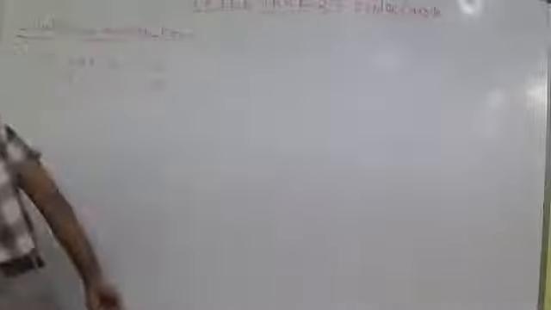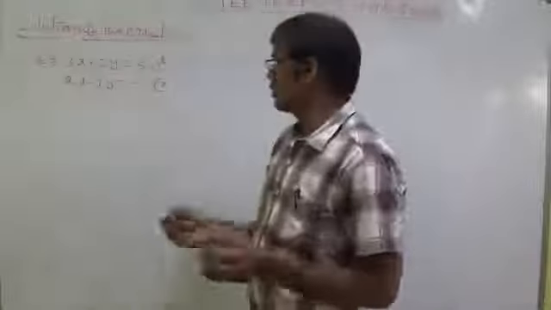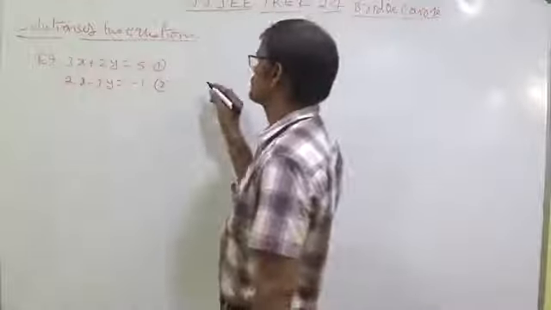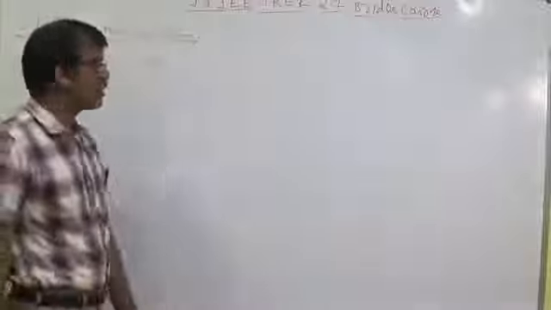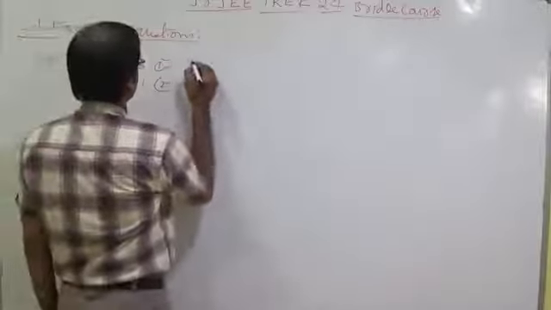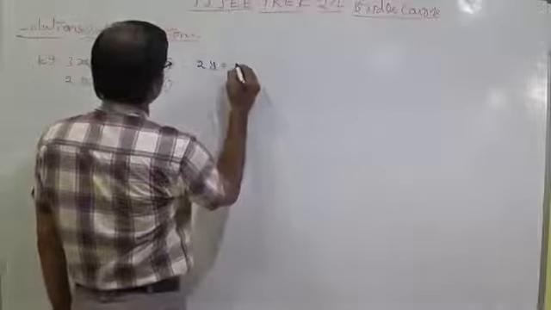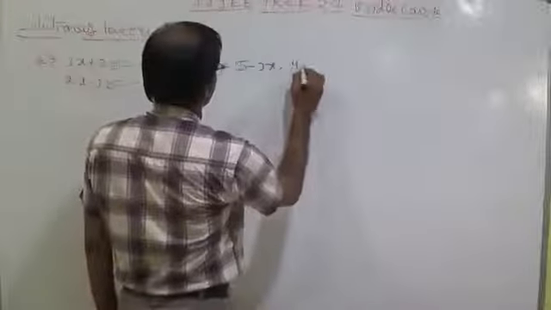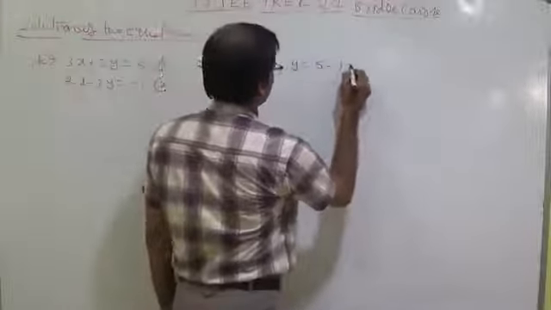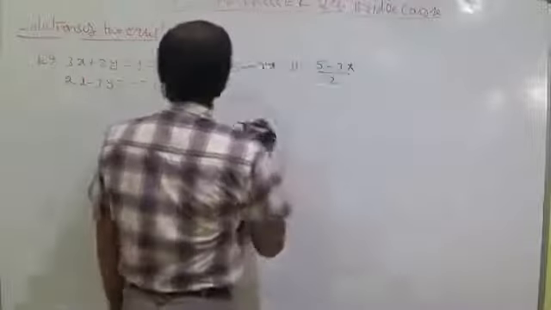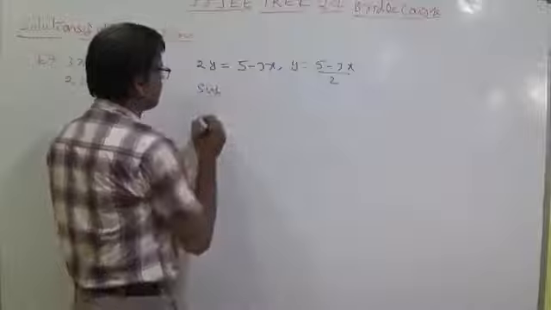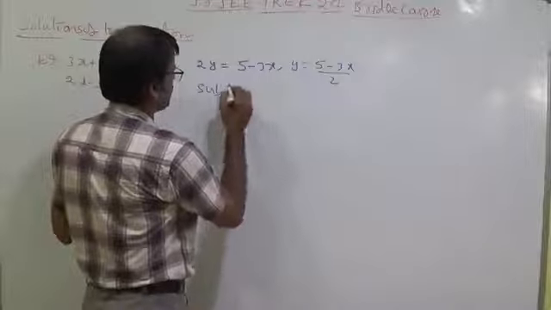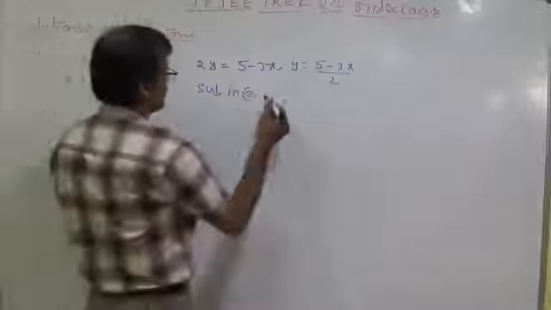I think you have learned about solving of 2 equations in 2 methods. From 8th class only you have learnt this. Depending upon this one, you can write 2y is equal to 5 minus 3x, and y is equal to (5 minus 3x) by 2. Instead of y, you substitute this value in the second equation.